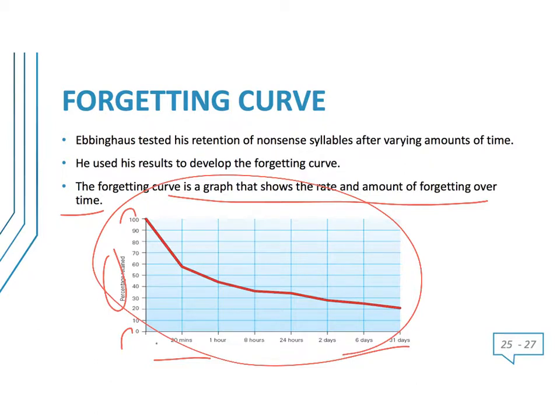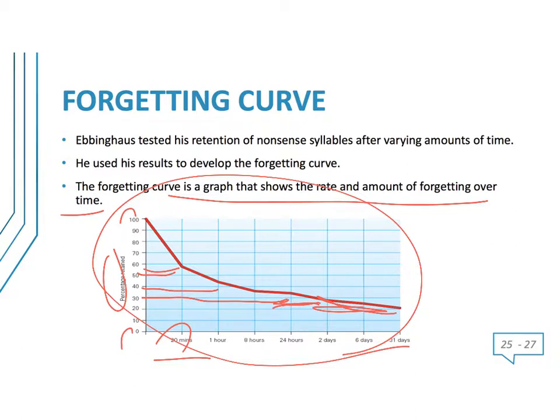So after 20 minutes, participants, or Ebbinghaus I should say, recalled about, that's not very good, about 60% of information. After 1 hour, he recalled about 40% of information. And after 24 hours, he recalled about 30% of information. That's not super good, but oh well, let's just go with it. And after that time, we can see that the rate and amount of forgetting becomes relatively stable.